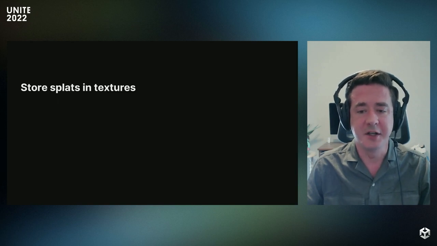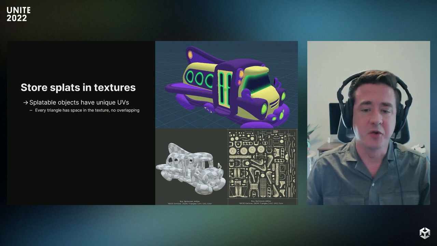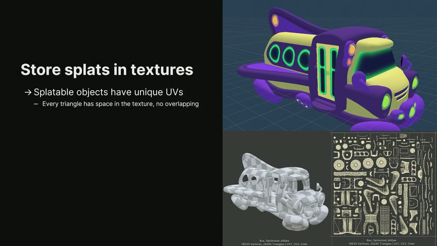So the obvious first step would be to store these splats in textures. All of our splattable objects in the game have unique UVs, so every triangle has space in the texture with no overlaps, meaning that every position on the surface itself can have a unique texel.